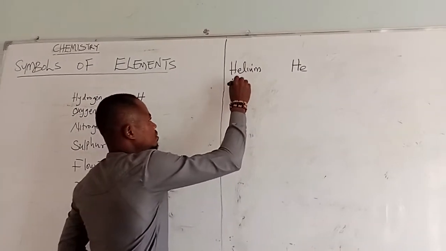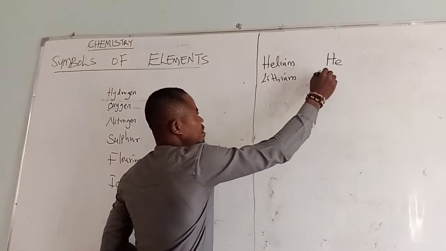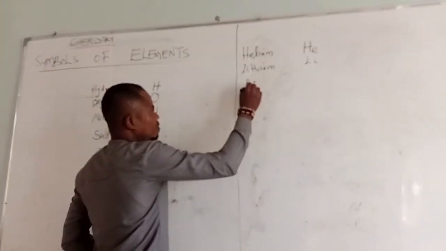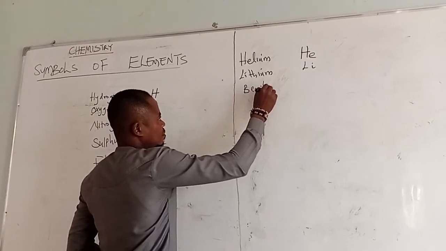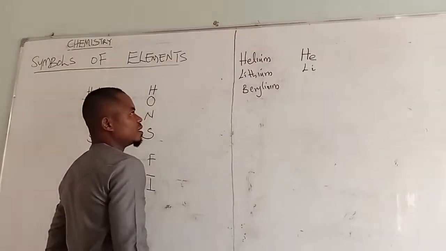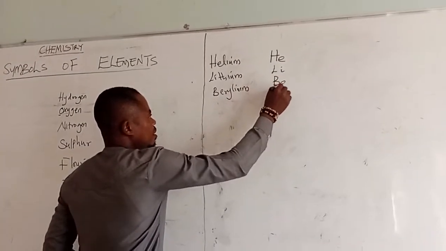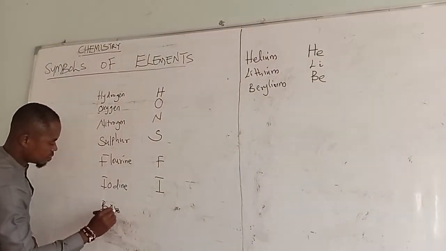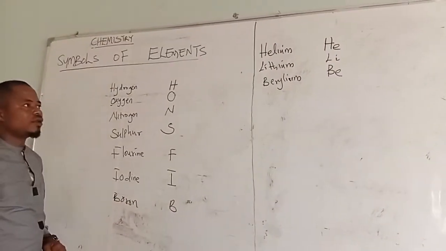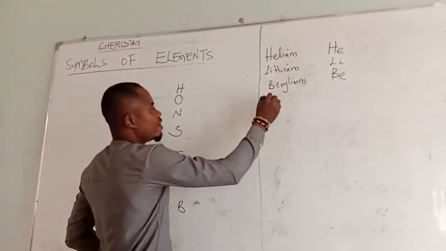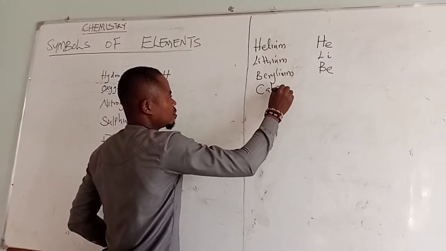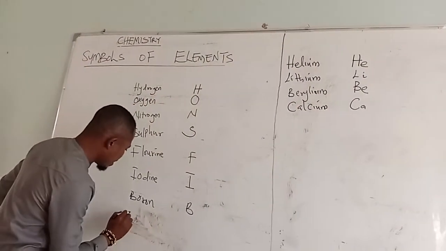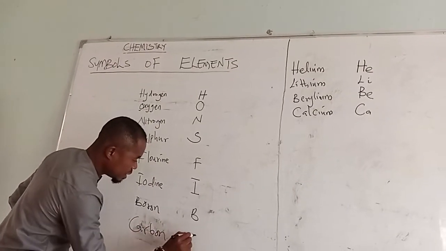We have lithium, represented as Li. We have beryllium. Beryllium is represented as Be, because we have boron that is already represented with B. Now we have calcium, represented with Ca, because we already have carbon that is represented with C.